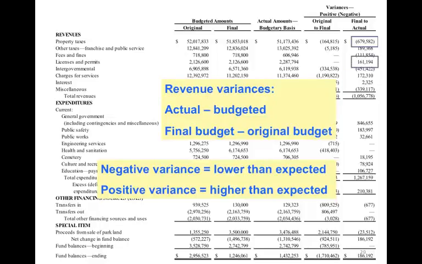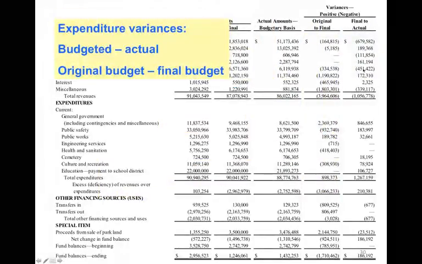So you see here, the property tax was $679,000 less than expected, actual compared with the final budget, whereas licenses and permits actually were $161,000 higher than expected in the final budget. That's a positive variance. A negative variance is a shortfall in expected revenues, a positive variance is a surplus in expected revenues.